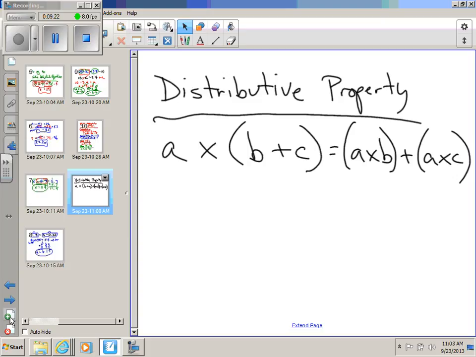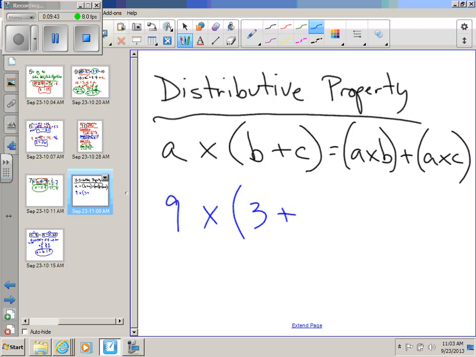Single-digit numbers. Someone give me a single-digit number for A, besides 1, besides 0. Give me a single-digit number. Yes, 9. Single-digit number for B, 3. And a single-digit number for C, Carlos, 2. Okay. All right.